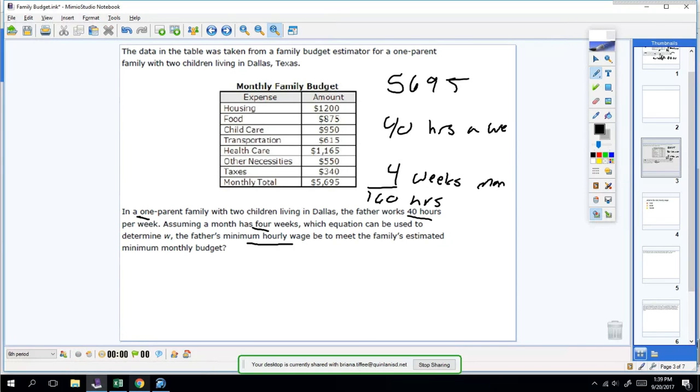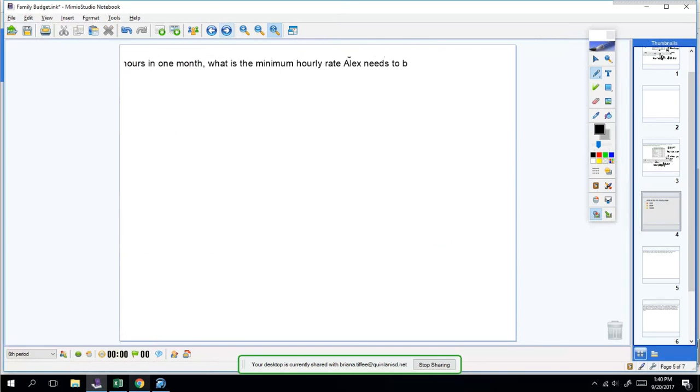So what you're going to do is divide that again. You're going to divide 160 into 5,695. When you divide 160 into 5,695, you'll get $35 and roughly 59 cents. So he needs to make $35.59 an hour to be able to maintain his monthly total. Okay, that's example 2. Example 3 is actually pretty simple.